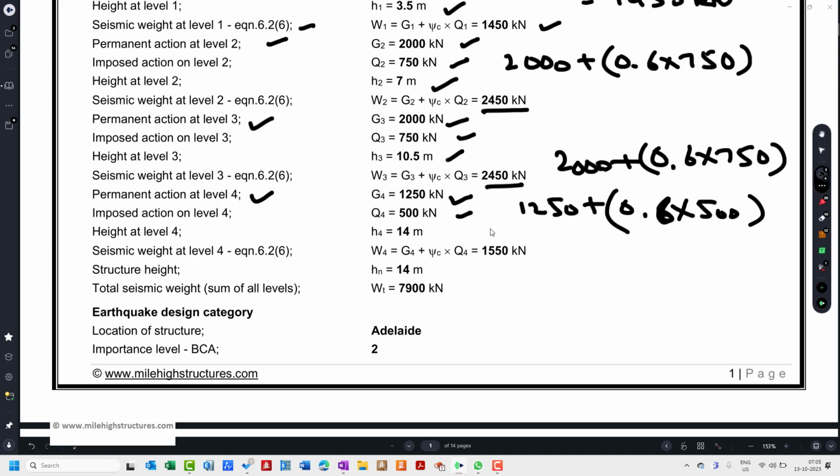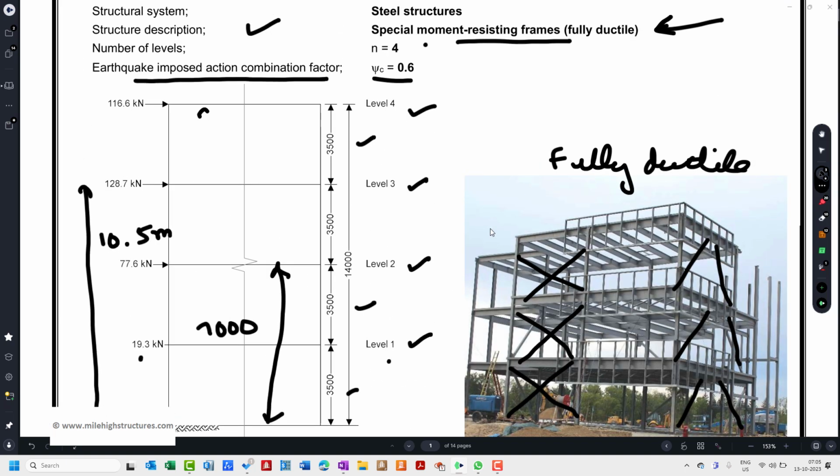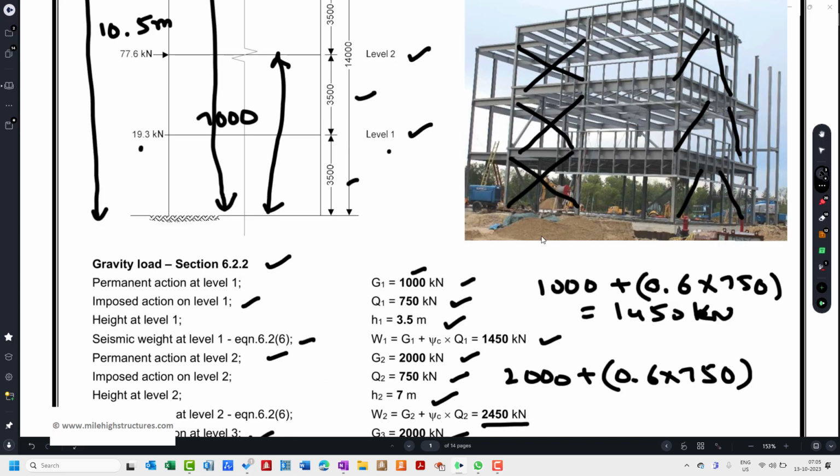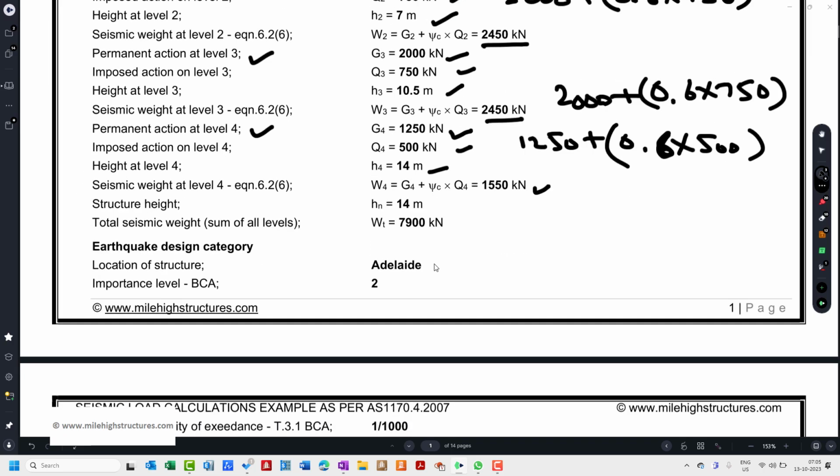So this value again comes out to be 1550 kN, and the height from the ground level up to this point comes out to be 14 meter. So these are the basic parameters.